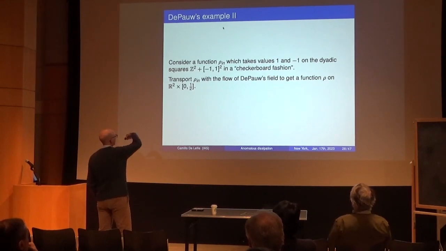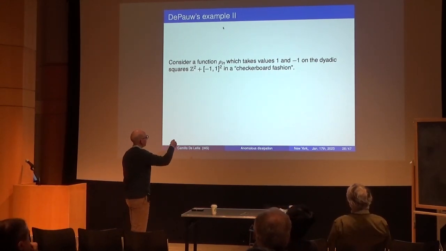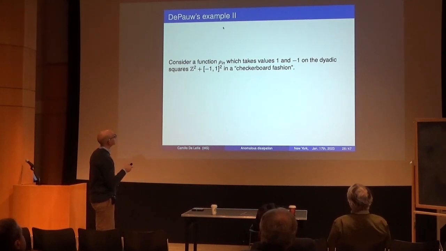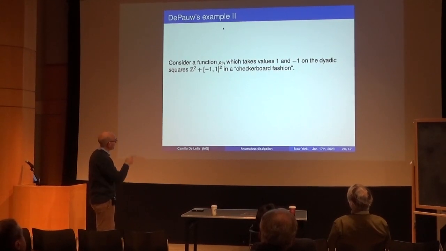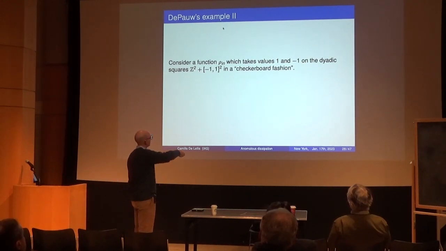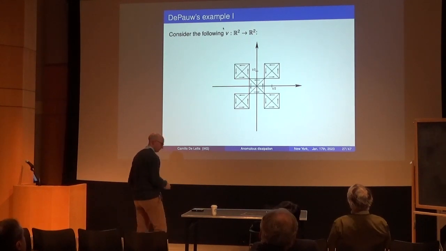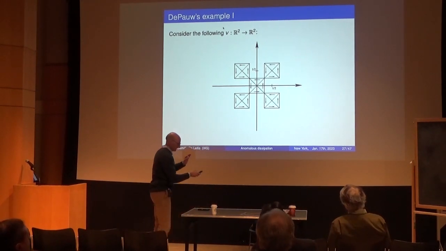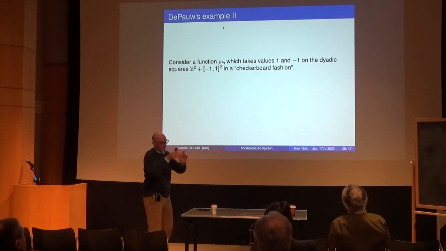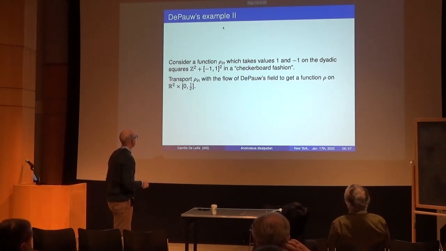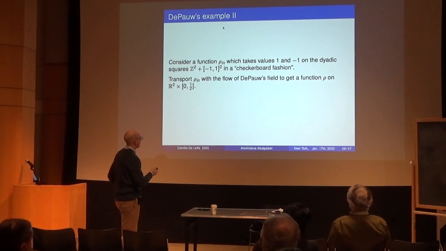Okay. So now, I'm going to take this vector field, which is piecewise smooth, and has discontinuities, but they're very nice, so I'm not going to worry about that. I feed it an initial value, a function which takes the values 1 and minus 1 on the dyadic squares in a checkerboard fashion. But pay attention. You see over there, that square is really centered on the origin. Now, the new checkerboard is done in such a way that the coordinates of the squares are on the integral lattice, okay?